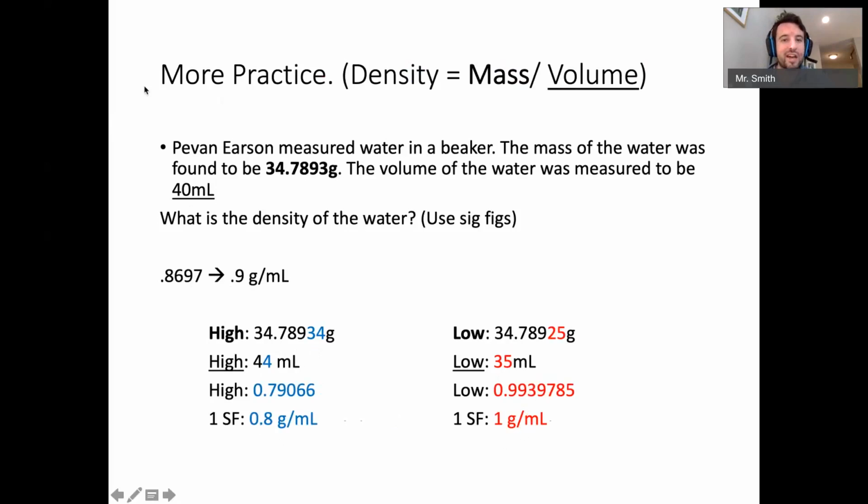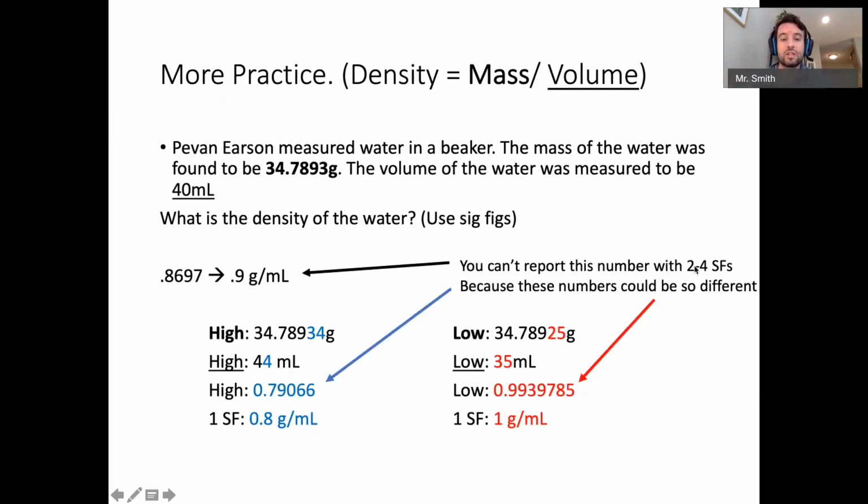And the problem here is that the volume measurement had pretty much one sig fig, so no real accurate information. So again, the key is you have to round to your least number of sig figs. That's key number one. That's really the only thing you have to know for today. You can't report this number in 2 to 4 sig figs because these numbers have such a wide range. They could be so different. Key for the day, folks: round the answer always to the least number of sig figs.